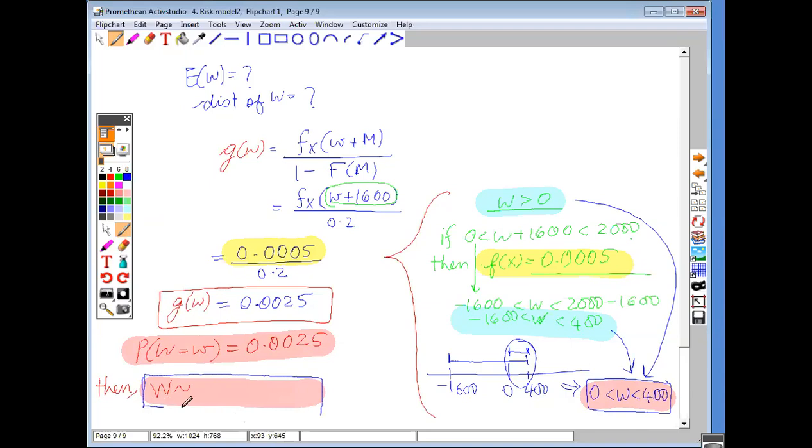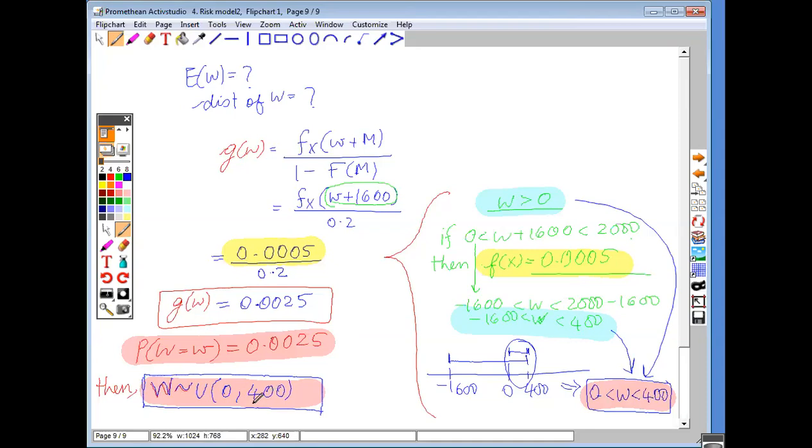Uniform distribution. Uniform distribution on what parameters? On what values? 0 to 400. Exactly. Very good. It will be from 0 till 400, right? Does everyone understand this? So because my probability that W will take any value is just the same, only for this interval, I can say that my W is actually uniformly distributed over 0 and 400.